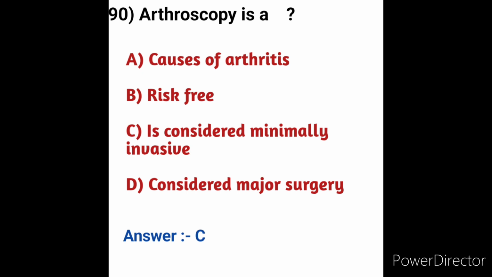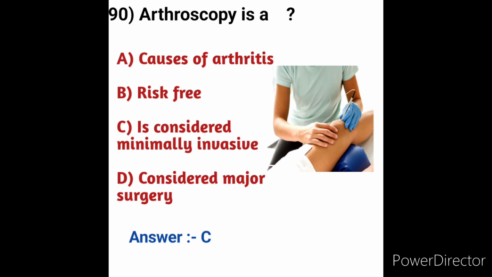Arthroscopy, also called arthroscopic or keyhole surgery, is a minimally invasive surgical procedure on a joint, in which an examination and sometimes treatment of damage to the joint is done. Sometimes we can treat damaged joints with arthroscopy also. The scope is inserted into the joint through a small incision. Here in this picture we can see the small incision into the joint. Arthroscopy is considered minimally invasive. Option C is the correct answer.